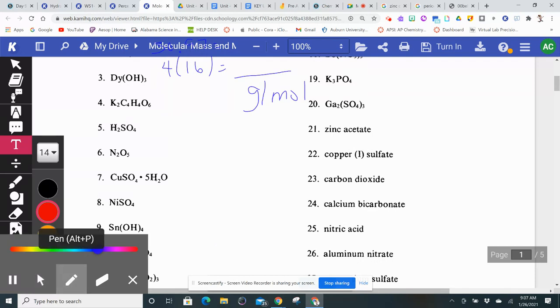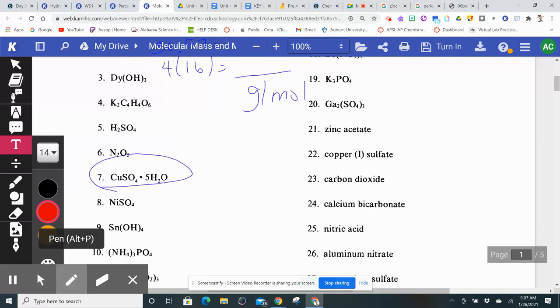On this one here, the only thing you would do different is you would do 1 copper, 1 sulfur, 4 oxygens, and then you would do 10 hydrogens and 5 more oxygens. Because I have all these waters in here, that means I have 5 waters. So I add up 1 copper, a sulfur, 4 oxygens, and then 5 times 2, that's 10 hydrogens, and 5 times oxygen, that's 5 more oxygens. I think copper is 64. We're going to round it anyway.